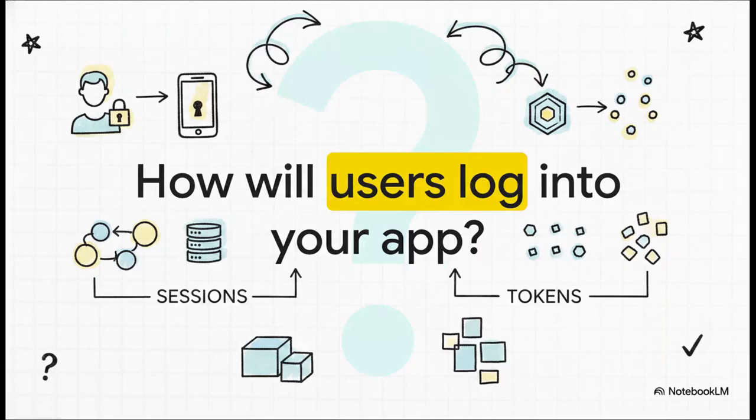So, how will users actually log into your new app? It's literally the fundamental question every single developer faces when building an application. You need a rock-solid way to verify who a user is, right? And then you need to remember them as they click around so they aren't constantly retyping their passwords. When it comes to user authentication, there are really two main ways to get the job done: sessions and tokens. Choosing the right one completely changes how your infrastructure behaves. So let's figure out which one is right for your first big project.